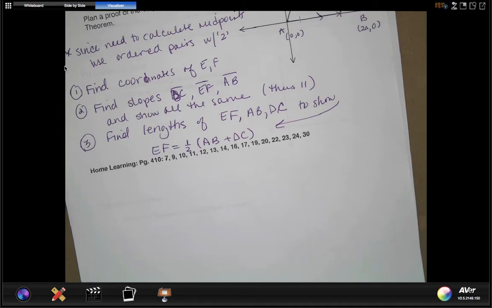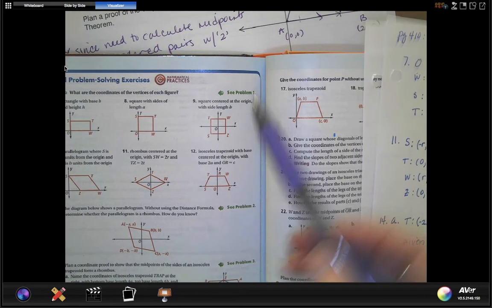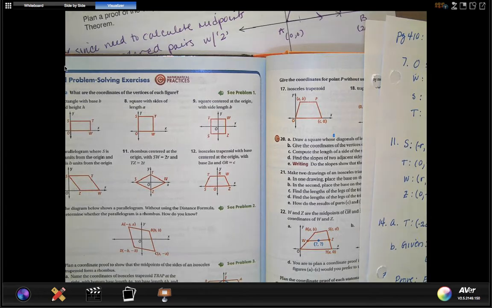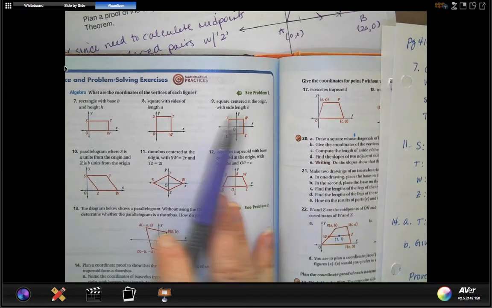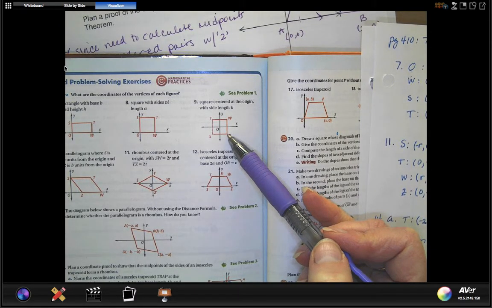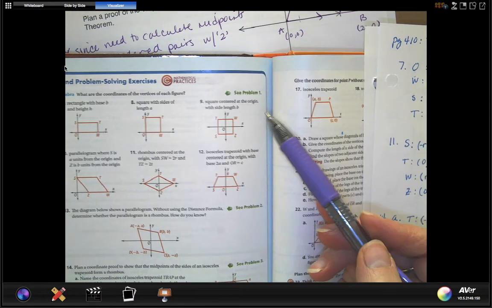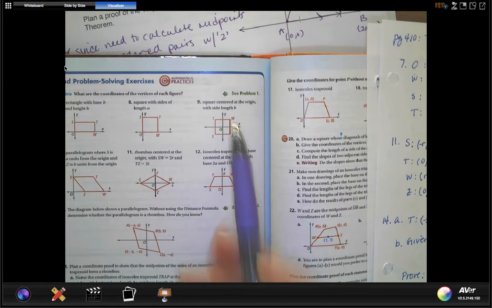Looking at the wrong page. Okay, so like here, you had to do number 9. Square centered at the origin with side length B. So what I did for this one, the side length is B, so this distance has to be B between all of them. So I just made this one B over 2, B over 2. And then this one down here, the x is still B over 2, because B over 2 plus another B over 2 is just going to give me 2B over 2. So then I'm going to have the distance there of B. So what I have is B over 2, B over 2.